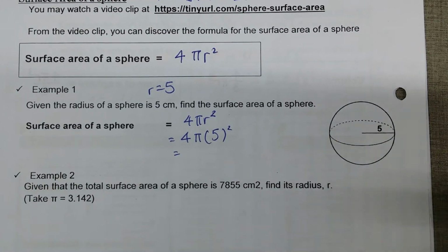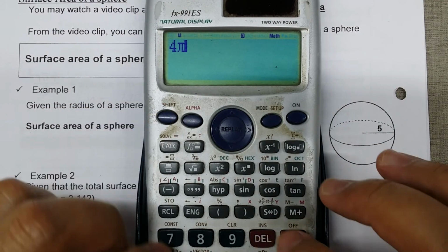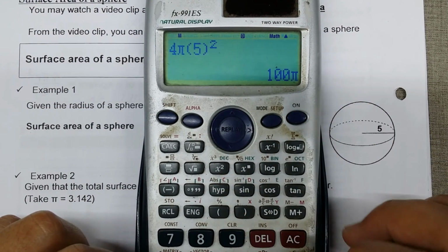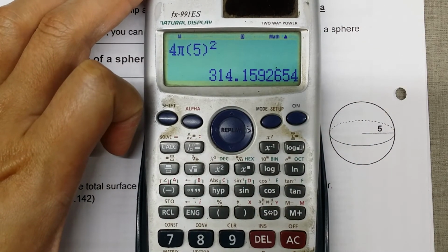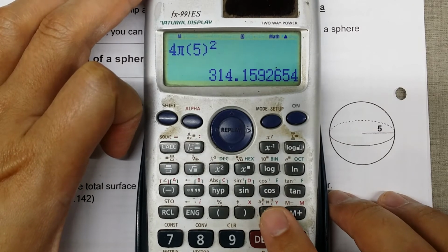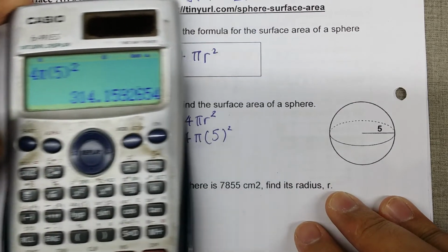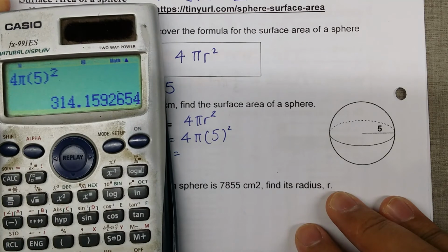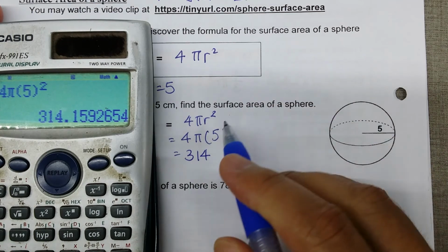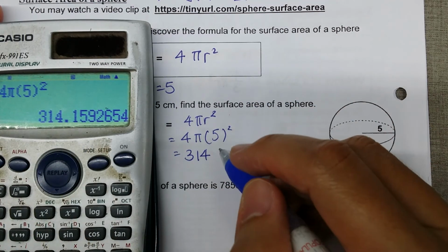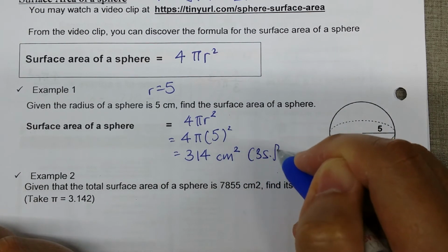So look at how I press my calculator. 4 pi 5 square. 100 pi or 314. Which one should I use? 314, because the question didn't say to leave the answer in terms of pi. So I write 314 to 3 significant figures. 314.1, so 3 significant figures is 314 cm square, 3 SF.